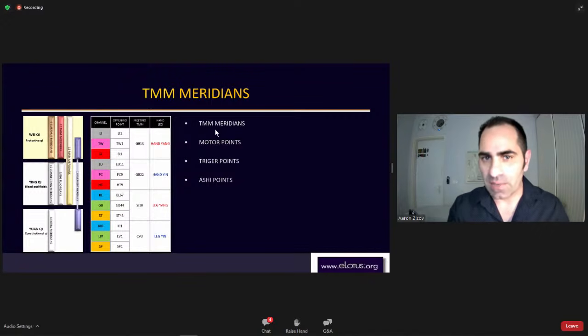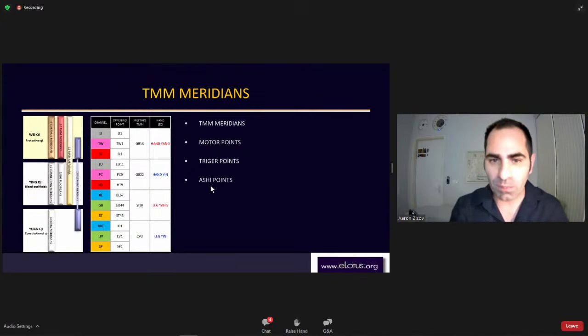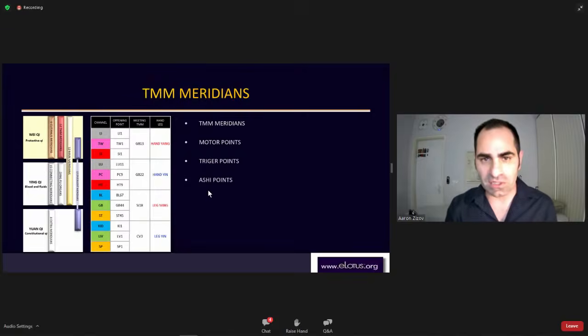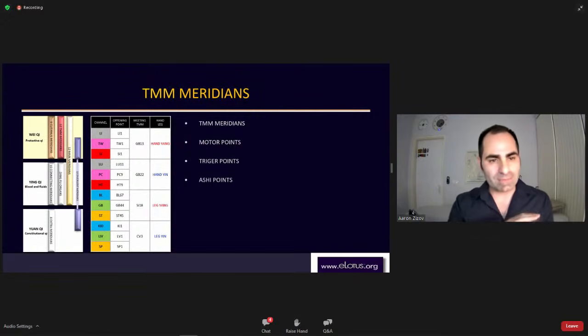So we have here on TMM the tendomuscular meridian itself, some motor points, trigger points, and Ashi points that we can use on those specific conditions. And also we have the cutaneous meridians. I didn't put this slide here, but cutaneous meridians with all the topical applications like gua sha or rollers or moxa or massaging, whatever, everything which will work on the surface of the skin. So this is about these meridians.